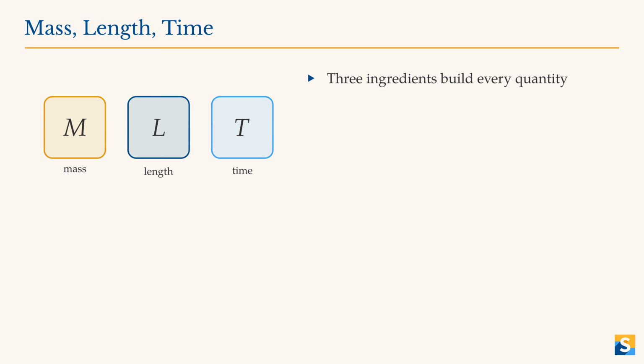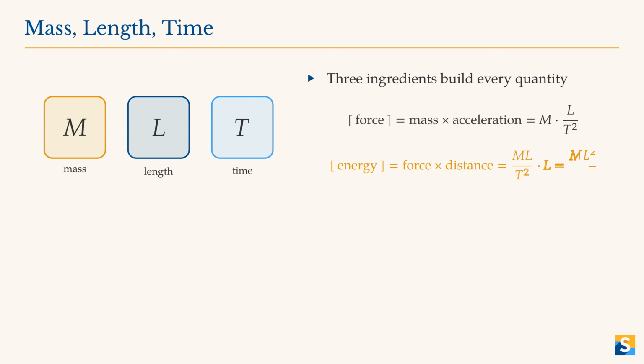Force, energy, pressure, momentum, they're all just packaging. Force is mass times acceleration. Mass is m, and acceleration is length per time squared. So force is mass times length per time squared. Energy is force times distance, one more factor of length. We write these building blocks in square brackets: [M], [L], and [T].